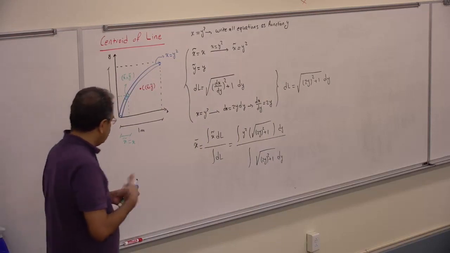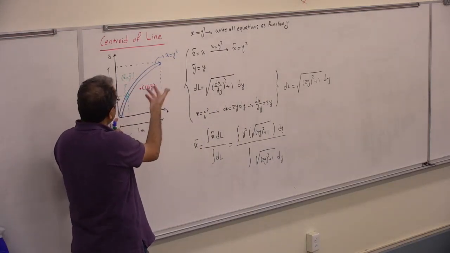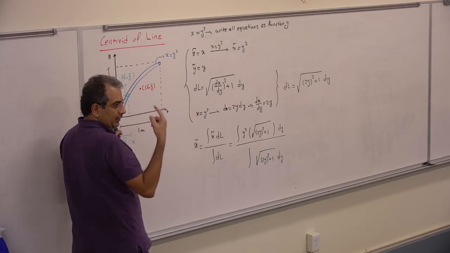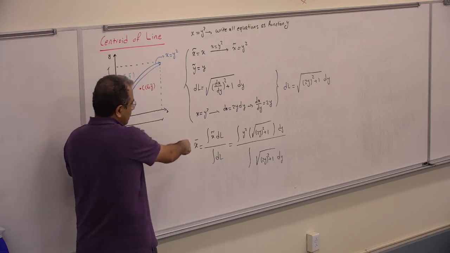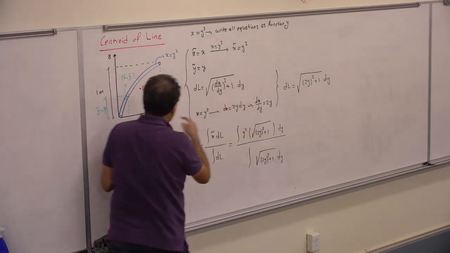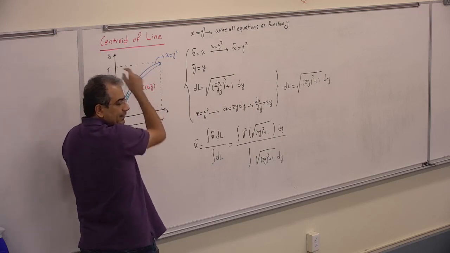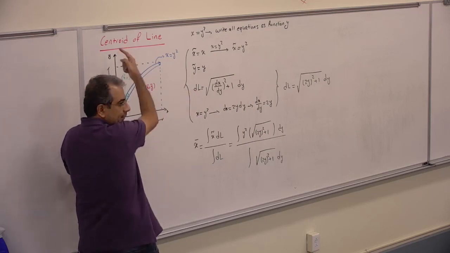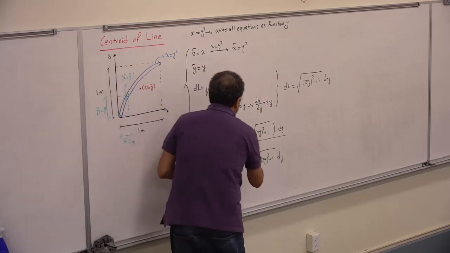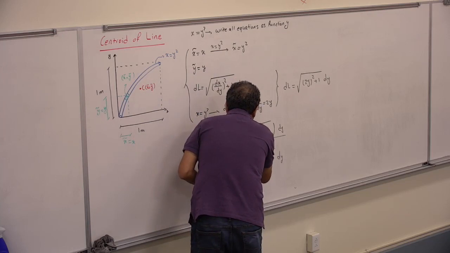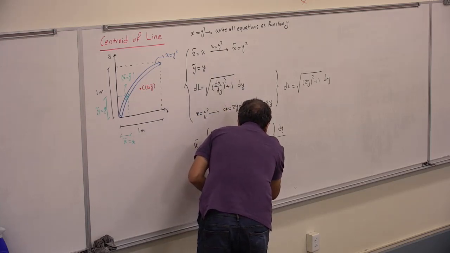So what's the range of the integration? I'm integrating over y. In this case, most of them are 1, doesn't matter, but look at here, I'm integrating over y. So my limit is going to be from 0 to the y maximum, because I'm using dy. So I have to integrate along y. So it's going to go from y equal to 0 to y equal to 1.